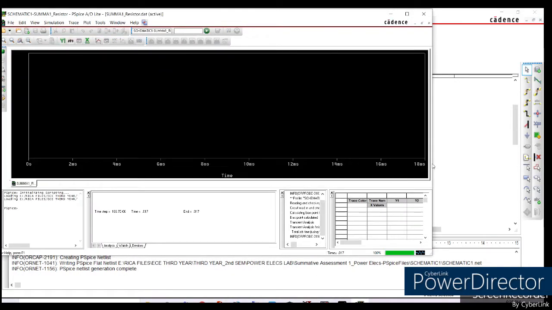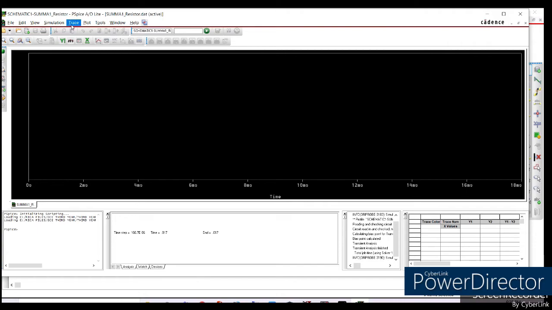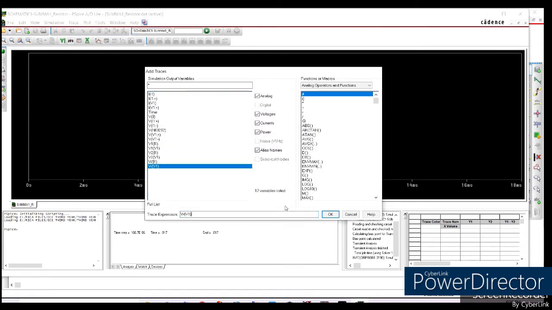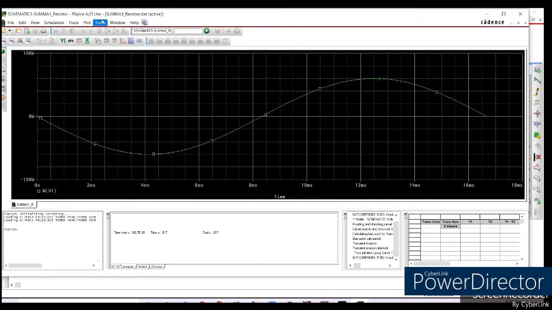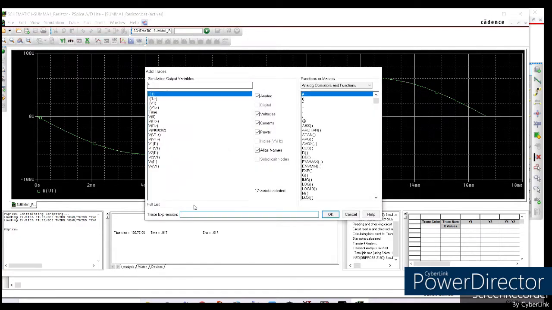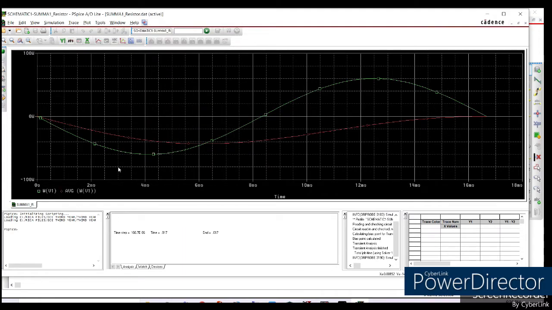So again, let's add some traces. Our first trace is the instantaneous power across the 12 volts DC source, and the next trace will be the average value of our power across our 12 volts DC source. Let's type it correctly so it will not be an error. As you can see on the waveforms, the green waveform is the instantaneous power across the 12 volts DC source, and the red waveform is the average power.